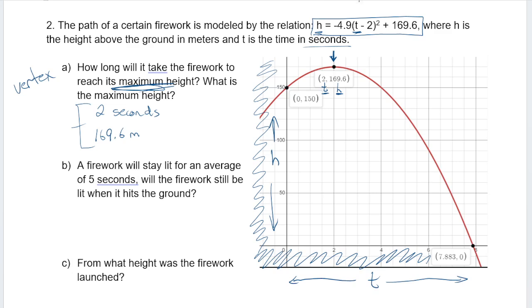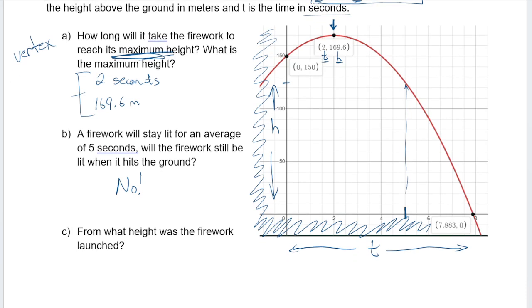If a firework stays lit for 5 seconds, will it still be lit when it hits the ground? Well, time is the x-axis. Where's 5? 5 is right there. We go up. Well, our height is still above the ground. So, no, it will not. It'll still be like 125 meters above the ground when it goes out, which is good. You do not want fireworks to be lit when they hit the ground. So that's why some of the modeling like this can have value in the real world, right? Fireworks should go out before they hit the ground.